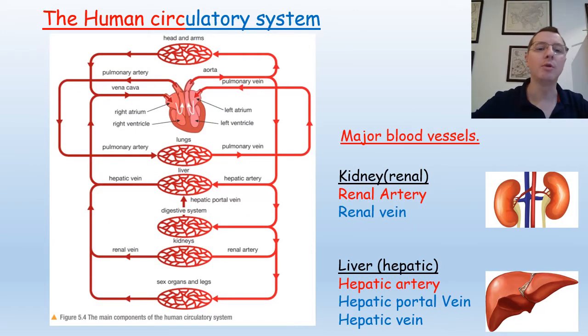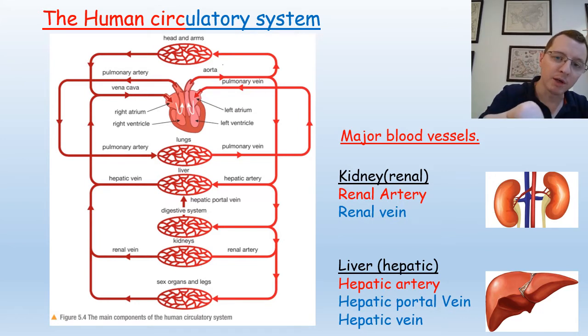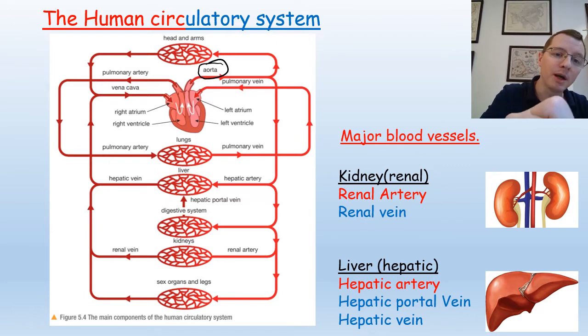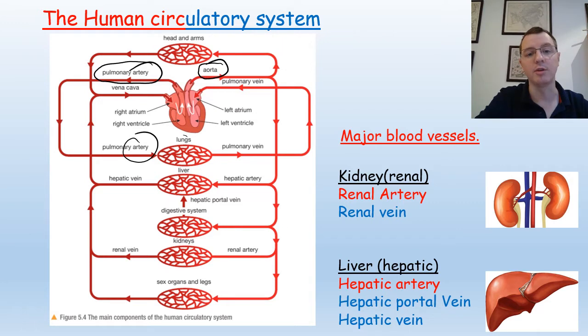So here is a slightly more detailed diagram of the human circulatory system. And one of the things to notice are the major blood vessels which are contained within your circulatory system. For example, we have the aorta, which carries blood under incredibly high pressure all around your body. It carries oxygenated blood. And then we have on the other side the pulmonary artery carrying blood to the lungs, and the pulmonary artery is the only artery to carry deoxygenated blood. All of our other arteries will carry oxygenated blood.